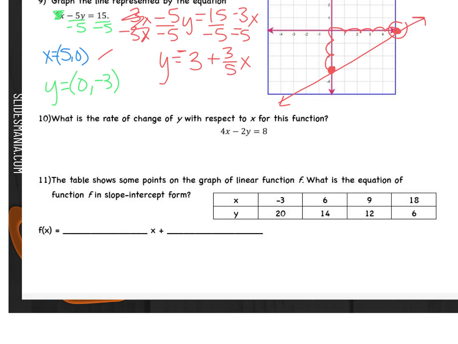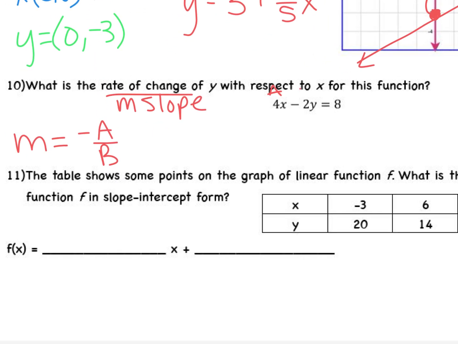What is the rate of change? Oh, what does that word mean? That means your m, or your slope. So you can do a couple of things. We said if it's in standard form, you can take a and change the sign and then divide by b. So remember, a is in front of x, b is in front of y, c is going to be that number that's by itself.